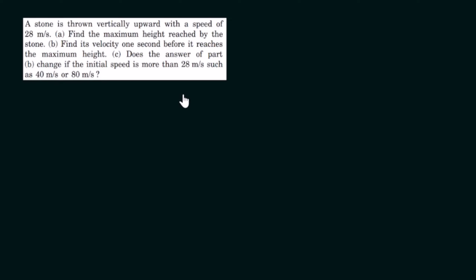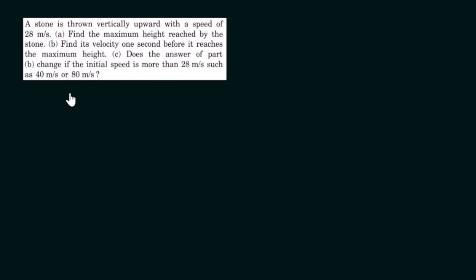So our next problem is: a stone is thrown vertically upward with a speed of 28 meter per second. Part A, find the maximum height reached by the stone. Part B, its velocity 1 second before it reaches the maximum height. And part C, does the answer of part B change if the initial speed is more than 28 meter per second, such as 40 and 80?